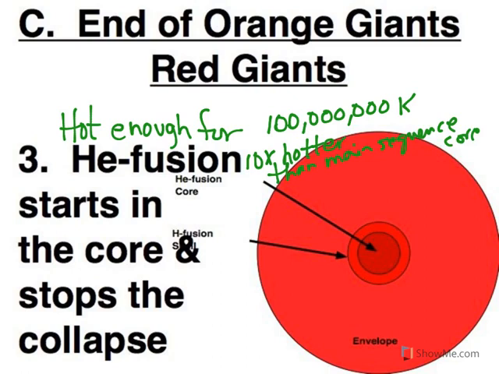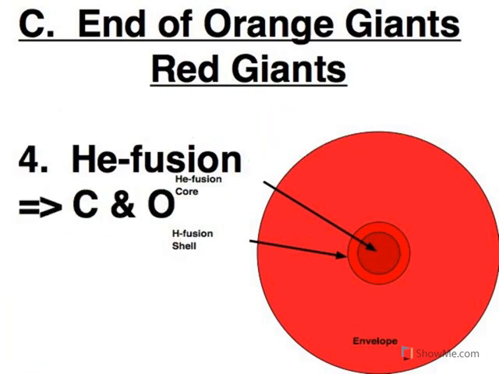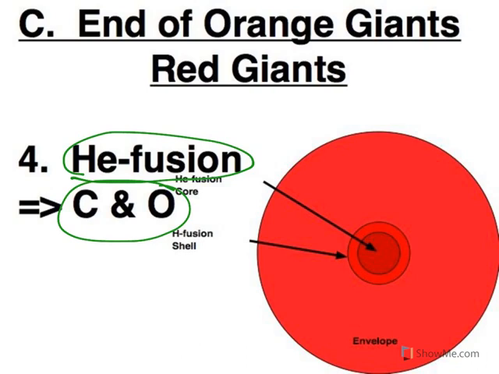And so now, of course, we've got energy pushing out. And so that's going to balance the gravity pulling in, and our collapse will stop again. So whenever you have energy production, that's going to balance gravity, and it's going to be stable. So we're back to being stable. Now, hydrogen fusion made helium. Helium fusion makes carbon and oxygen.